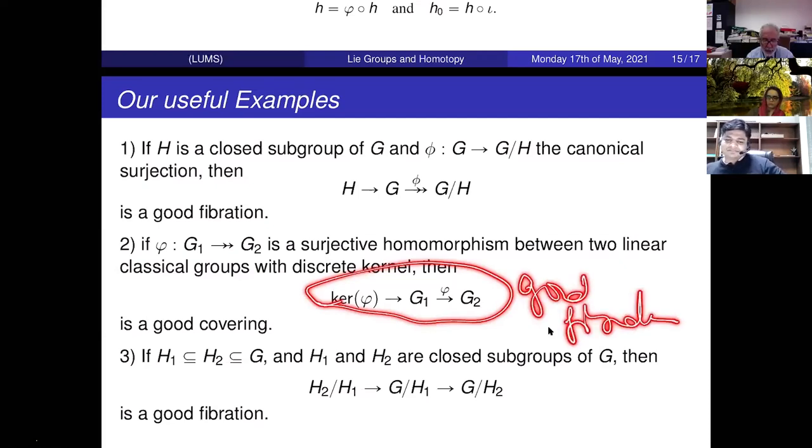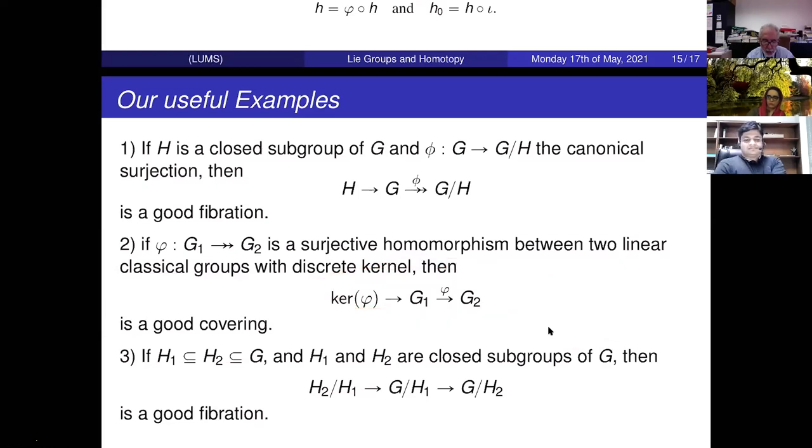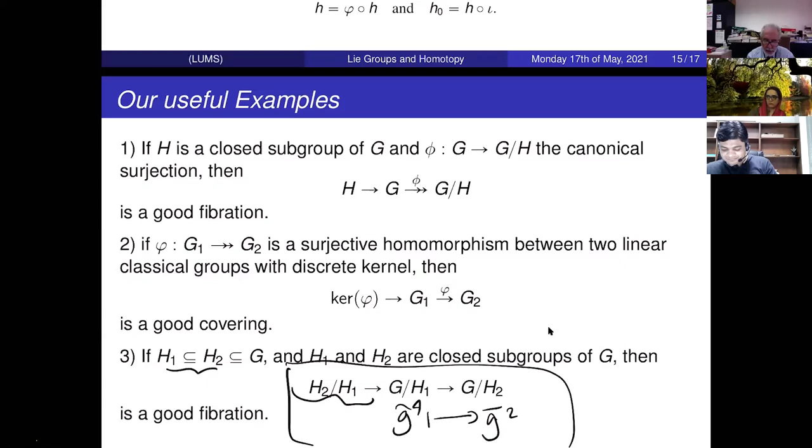And here again, if I take two closed subgroups H1 contained in H2, I have here also a good fibration. The map is easy, from G modulo H1 to G modulo H2. I send the class of g modulo H1 to the class of g modulo H2, and this is well defined since H1 is contained in H2. And all the fibers are homeomorphic to H2 over H1. So here we have a nice fibration.